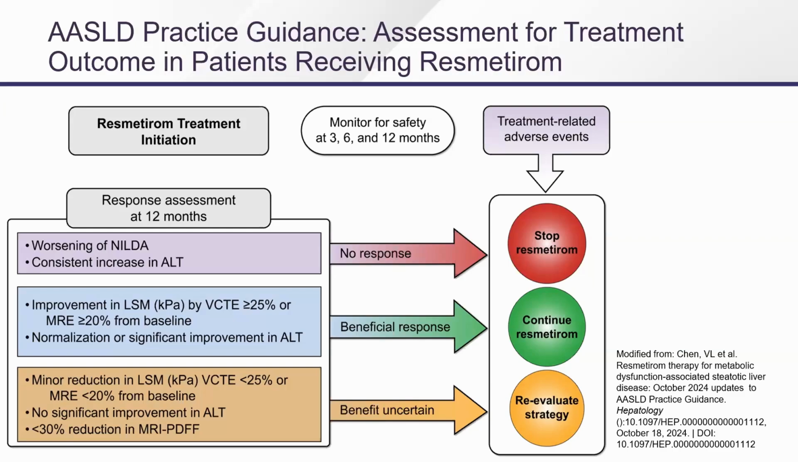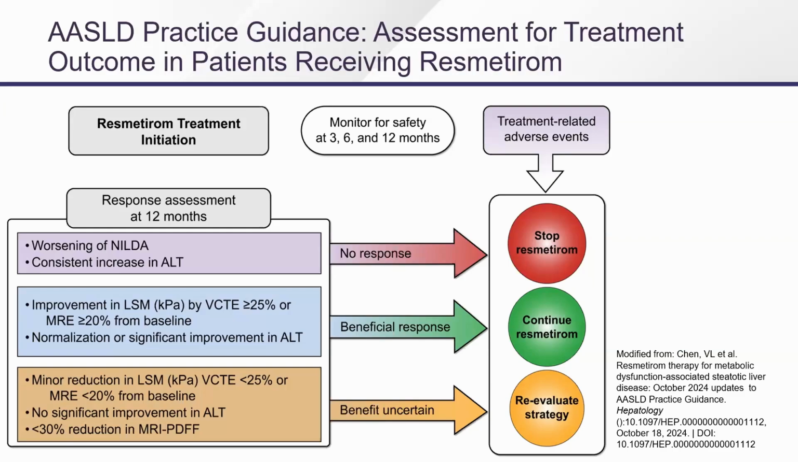So when do we stop treatment? Obviously, if our non-invasive testing or our NILDAs are worsening, or if there's a consistent increase in ALT, this is considered to be no response, and we're going to stop resmetirom. If we have improvement, and AASLD has set very specific guidelines for what is considered improvement, this is improvement in liver stiffness measurement by 25%, or MRE by 20% from baseline, or normalization or significant improvement in ALT. This is considered to be a beneficial response, and we're going to continue treatment.